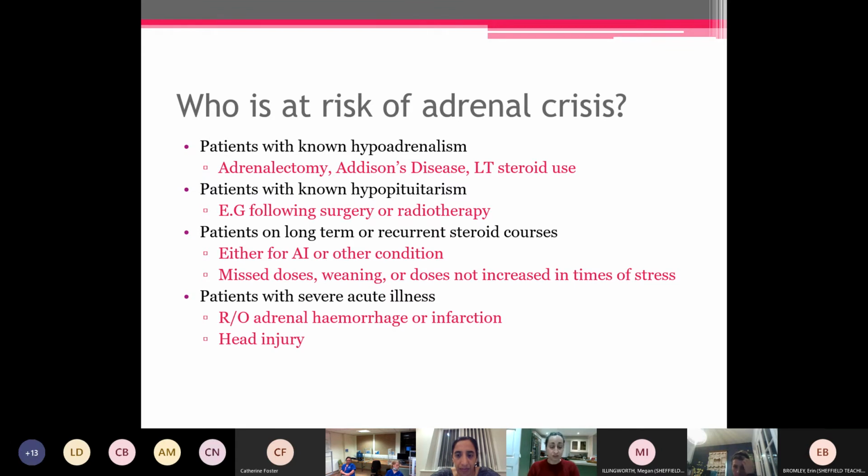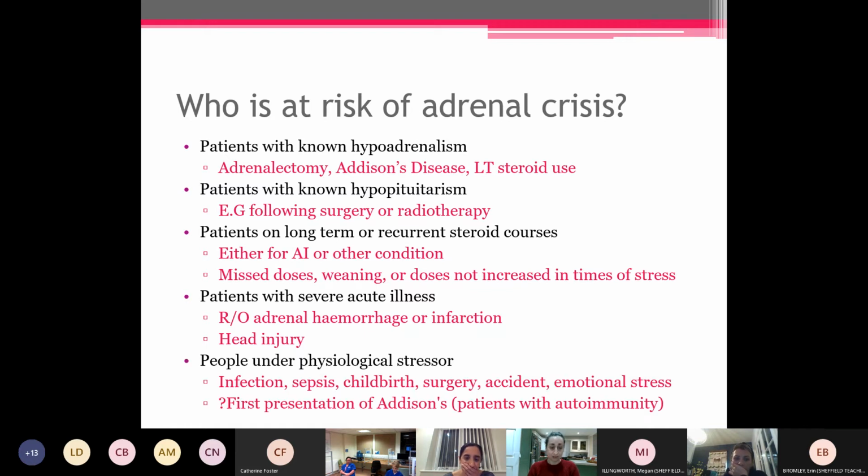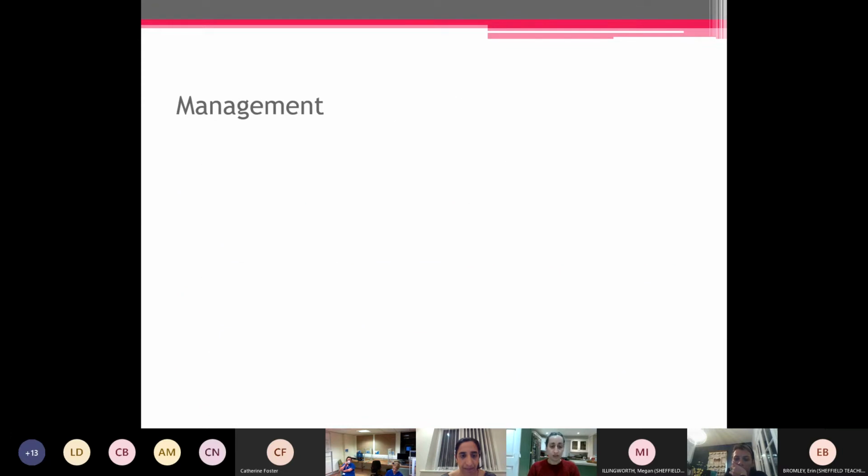Less commonly, someone that's got a severe acute illness, they can have an adrenal hemorrhage or infarction, or they can have a head injury that takes out their pituitary. So less common, but basically people that are really unwell can take out their adrenal at the same time. And then it may be that they have a first presentation of Addison's that just happens to coincide with something else that's going on, like infection, sepsis, childbirth, surgery, an accident, or emotional stress. So all of those things can bring on an adrenal crisis. The more common ones are the ones with steroids and the known hypoadrenal or hypopituitarism that was mentioned.